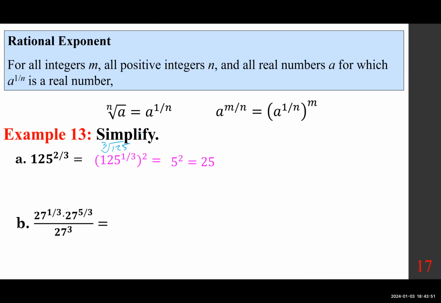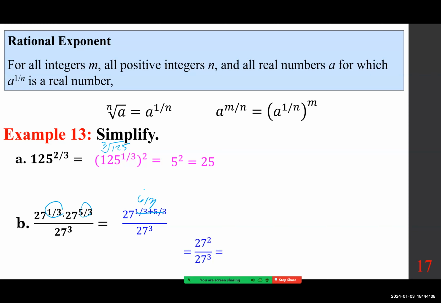All of them have the same base, namely 27. So basically, for the numerator, add up these two: 27 to the power of 1/3 plus 5/3 gives you 6/3 or 2, and then 2 minus 3 gives you -1, and therefore 1 over 27 to the power of -1, which is 1 over 27.